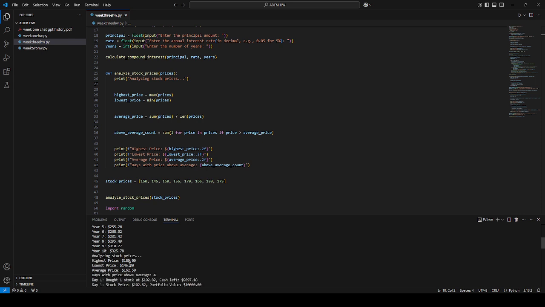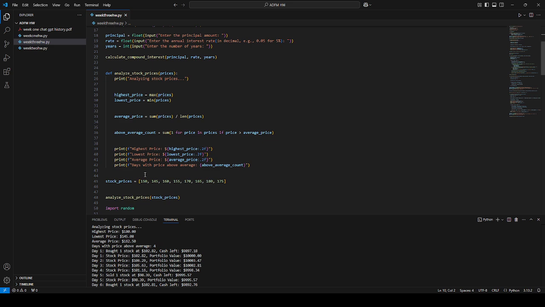And so analyzing stock prices, this is where we're getting this from. Highest price 180, lowest price 145, average price 165. And days with price above average 4, so above 162.50. So 1, 2, 3, 4.